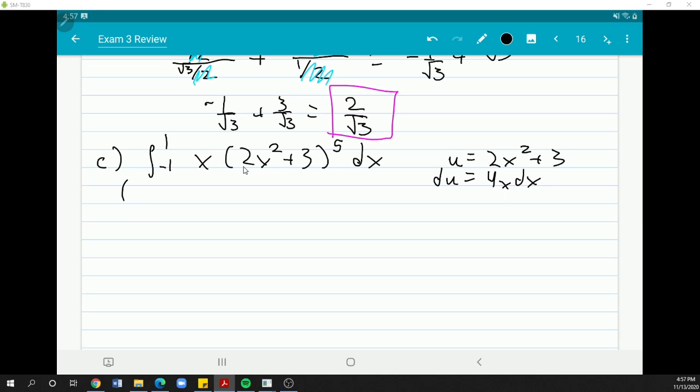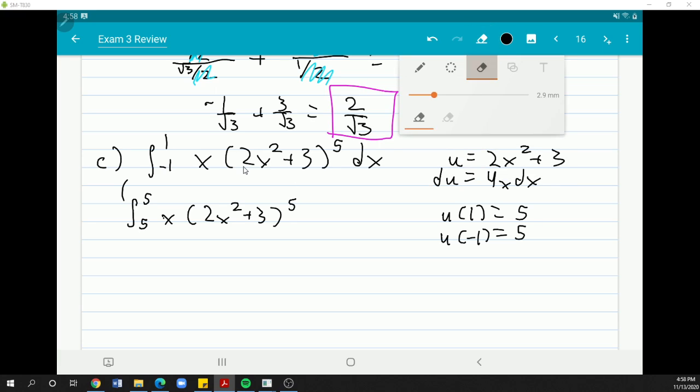So this integral becomes integral. And first things first, I want to change these bounds. So u of 1 is going to be 2 times 1 squared, which is 2, plus 3 is 5. U of minus 1 is equal to the same thing, 5. So I have integral from 5 to 5 of x times 2x squared plus 3.